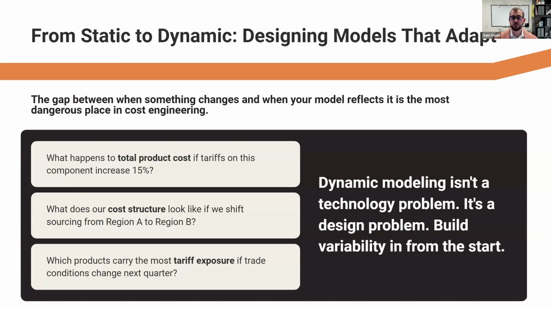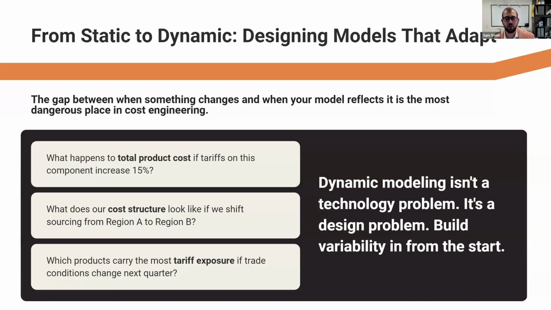Now, this slide shows 3 examples of the kinds of questions a dynamic model should be able to answer quickly and reliably. What happens to total product cost if tariffs on a component increase 15%? What does our cost structure look like if we shift sourcing from one region to another? Which products carry the most tariff exposure if trade conditions change next quarter?